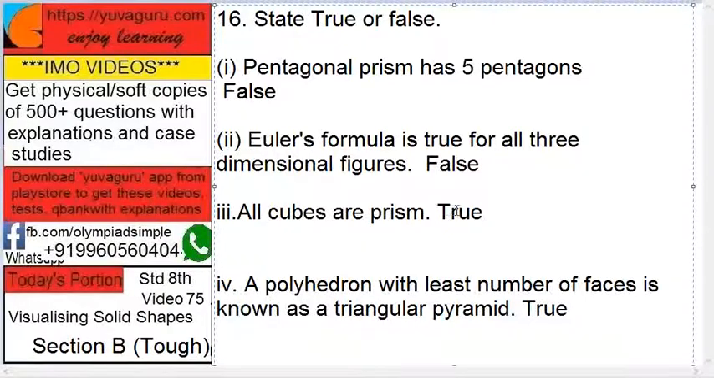All cubes are prisms. That is true because what is a cube basically? It's a prism. A polyhedron with the least number of faces is known as a triangular pyramid. That is also true because otherwise everything has more number of faces. Only a triangular pyramid has the least number of faces.